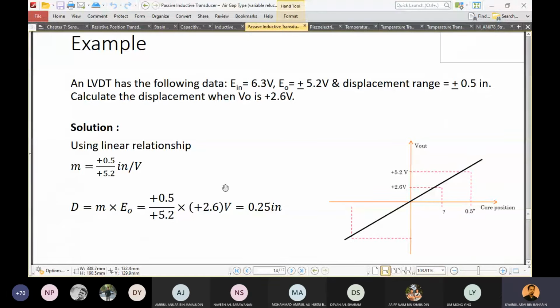So let's move to the example. This is LVDT data. We have the E value as 6.3 volts, the input voltage, and the output voltage is plus minus 5.2 volts, and the displacement range is plus minus 0.5 inch. So calculate the displacement when the output is 2.6 volts. We just apply the equation using the principle of ratio to find that when the value is 2.6 volts, the movement is actually 0.25 inch.